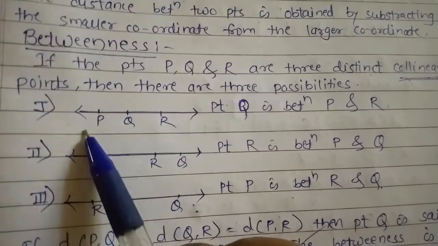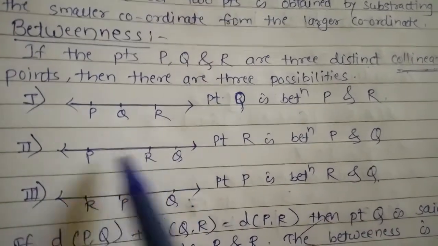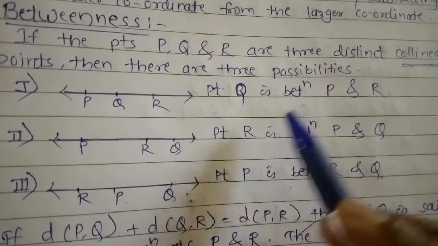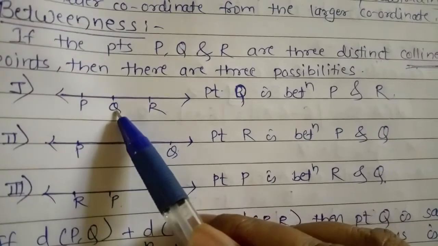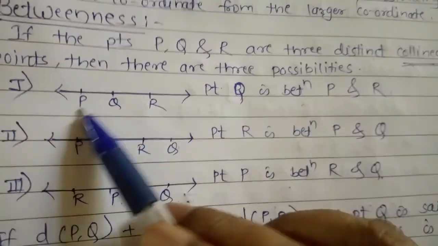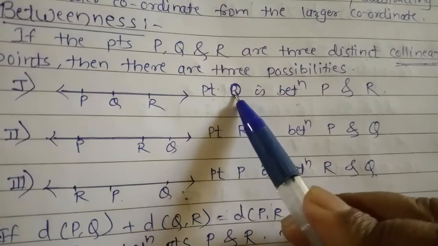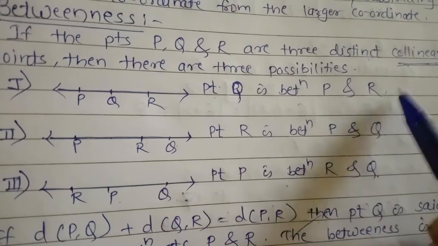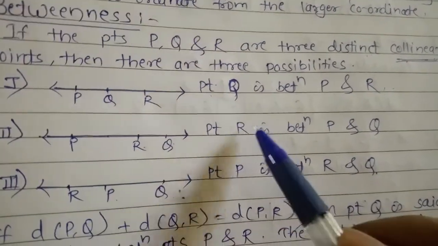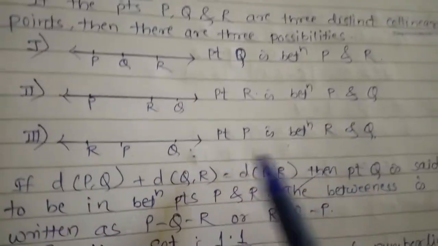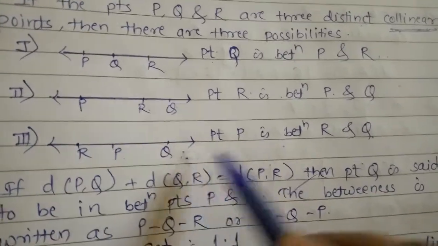Q is in between P and R, R is in between P and Q, and P is in between R and Q. So we write it like this: if Q is in between P and R, so here we write that point Q is in between P and R. Here, point R is in between P and Q. Here, point P is in between R and Q.